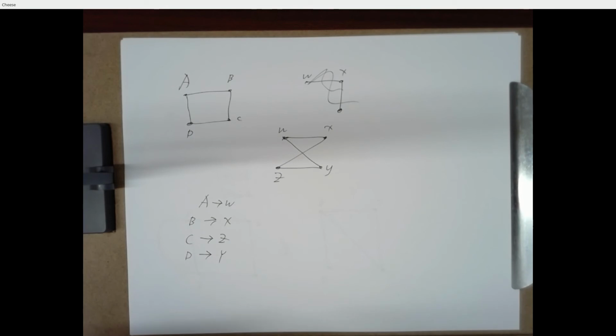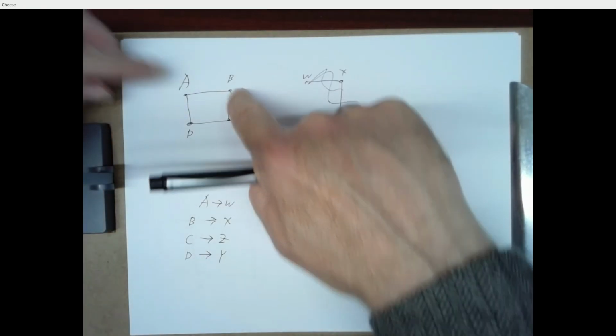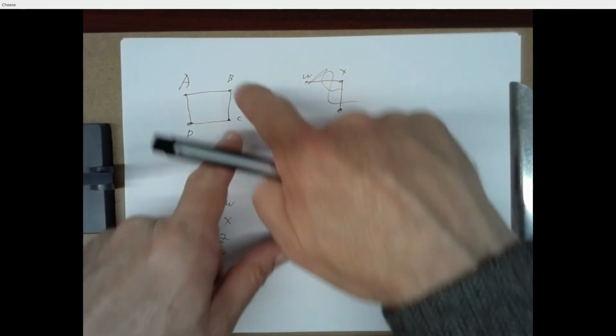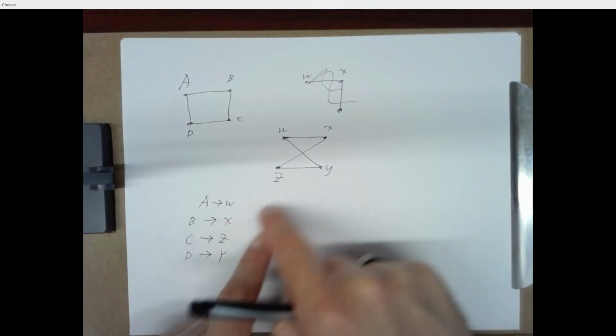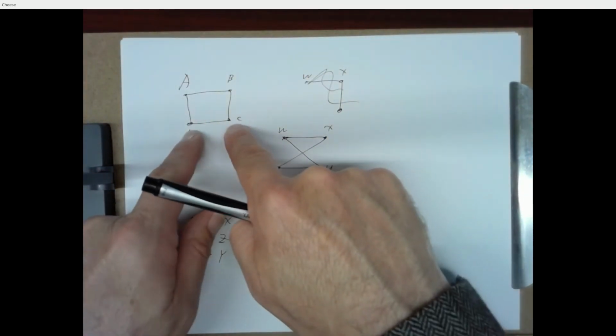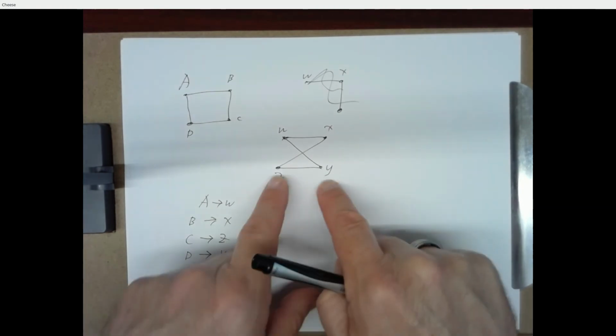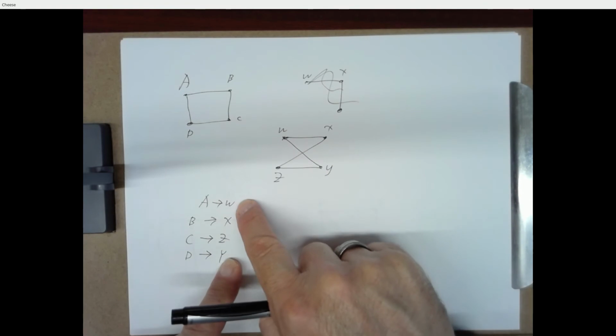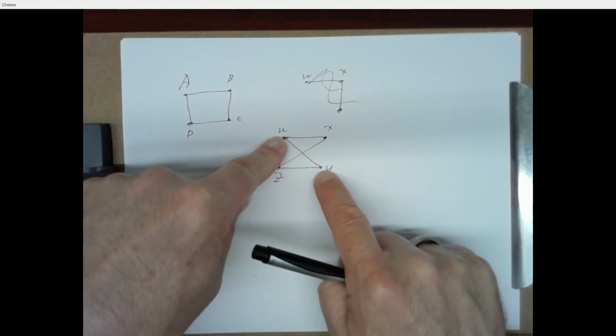We have an edge connecting A and B. We have an edge connecting W and X. BC corresponds to XZ, that's that edge. CD corresponds to ZY, that's this edge. And DA corresponds to YW, that's this diagonal edge.